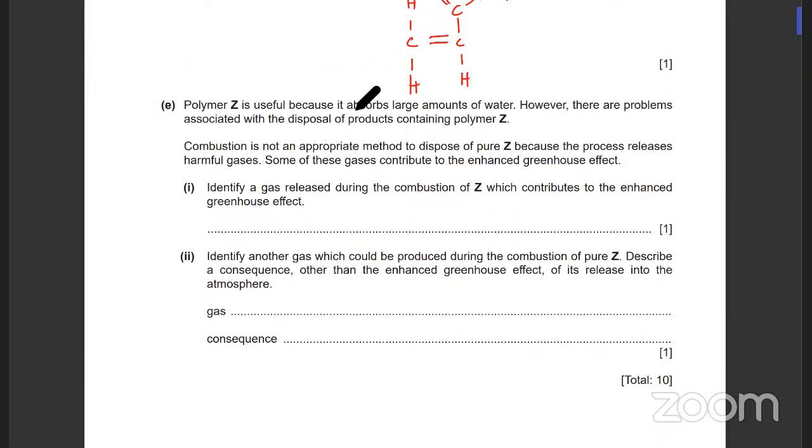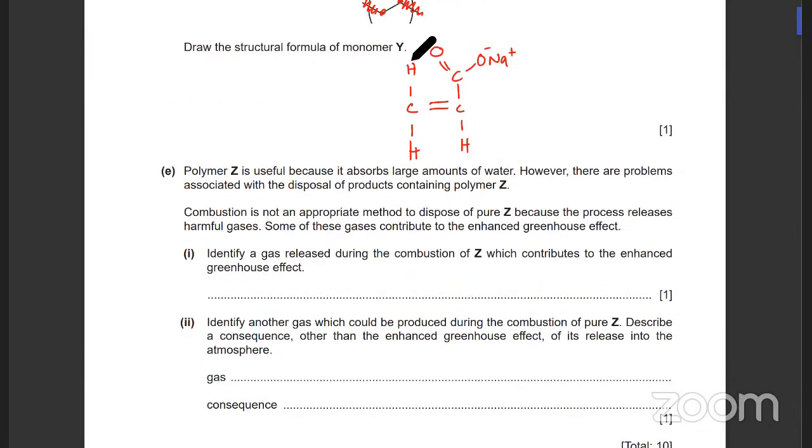Now polymer Z is useful because it absorbs a large amount of water. So this is absorbing a large amount of water. However, there are problems associated with the disposal of products containing polymer Z. Combustion is not an appropriate method to dispose of pure Z because of the process. Identify a gas released during the combustion of Z which contributes to the enhanced greenhouse effect. So which gas is this? Carbon dioxide. Okay, so CO2 is a greenhouse gas. If they told you about a poisonous gas, that would have been carbon monoxide.